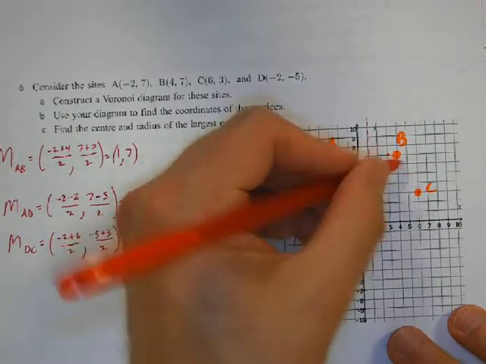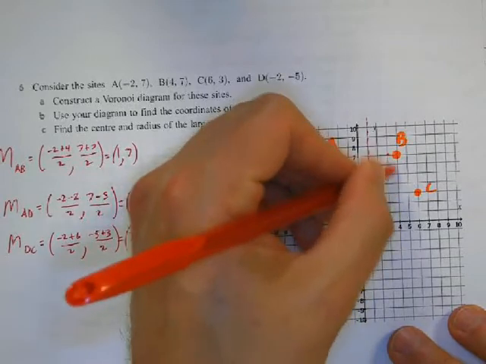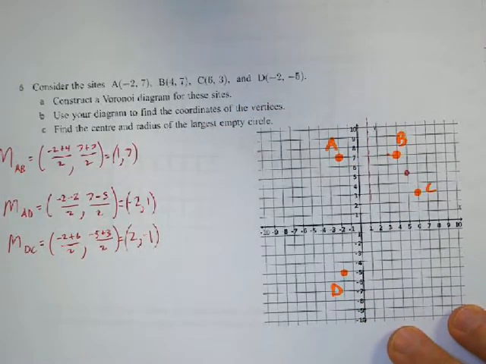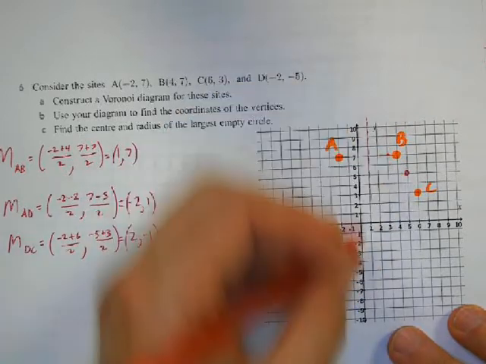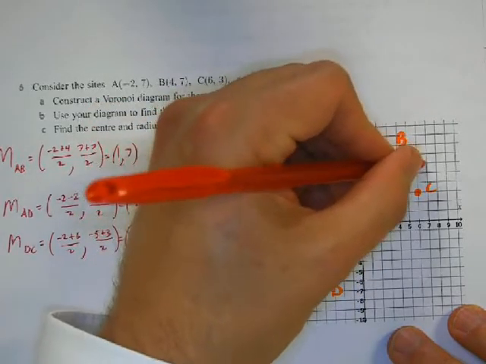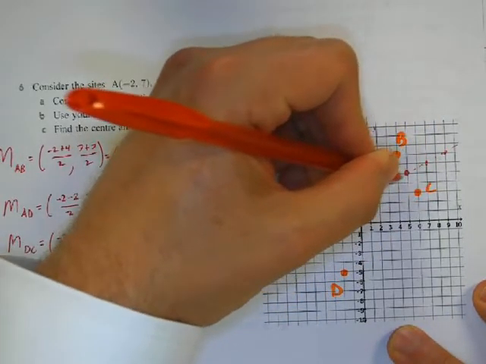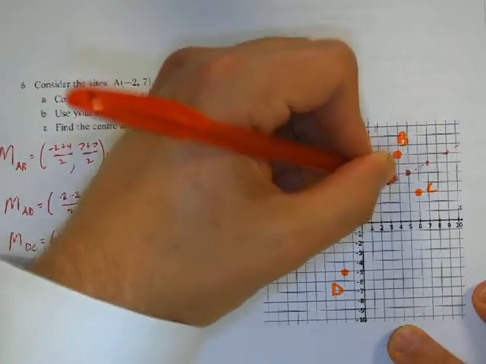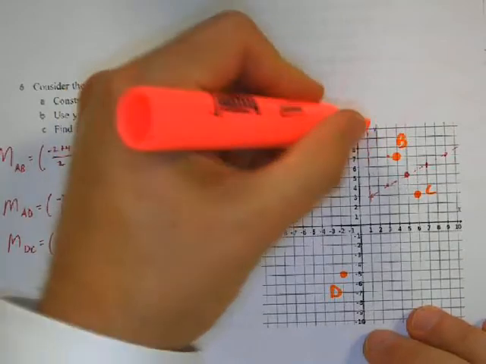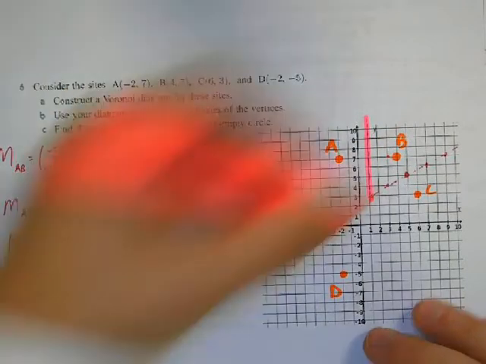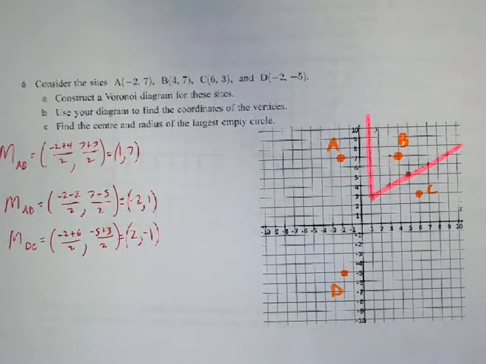Between B and C, it goes down 4 over 2, so I go down 2 over 1. There's my midpoint. The slope is -2, so the perpendicular slope is going to be positive 1/2. And so I'm going to draw my dotted line. Okay, and they meet there. So now I've got my boundary line between A and B, and my boundary line between B and C. They're going to meet there.